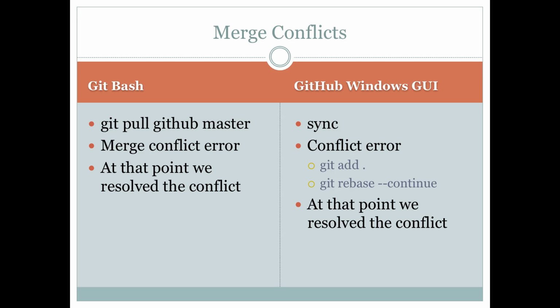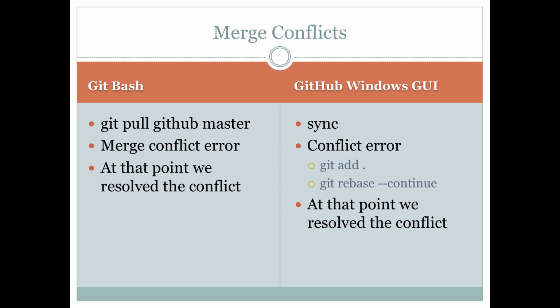In the Windows client, when we clicked on sync to get our changes from GitHub, it gave us a sync error and told us that we had to resolve it in the command line. Once we were in the command line, we had to type the commands git add dot, and then git rebase --continue in order to resolve it in Eclipse. Once we resolved it in Eclipse, we did a commit to save our changes.